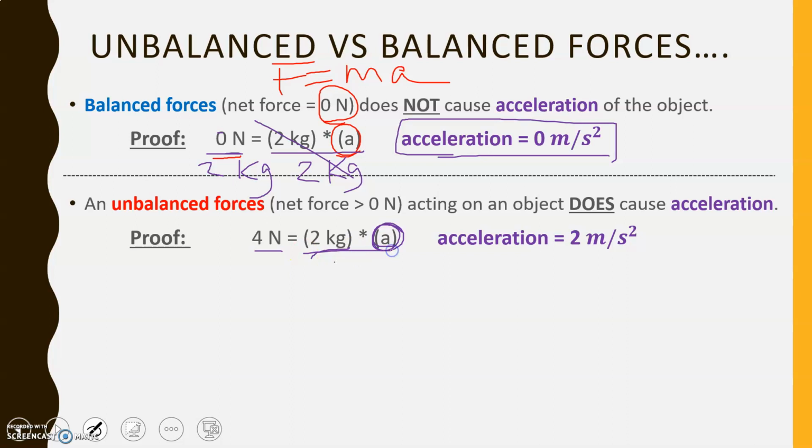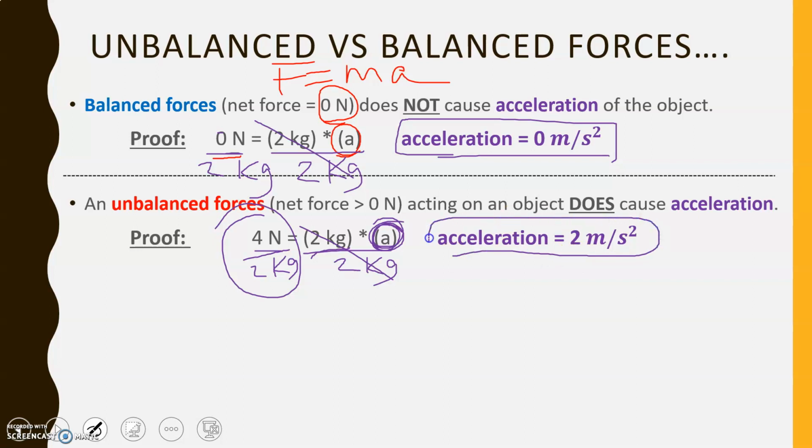So again, we have to divide by 2 kilograms on each side. On this side, it cancels out. So we have acceleration is equal to 4 divided by 2. 4 divided by 2 is 2. So our acceleration is 2 meters per second squared.